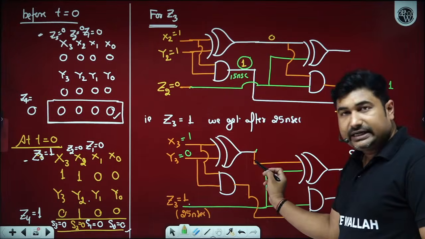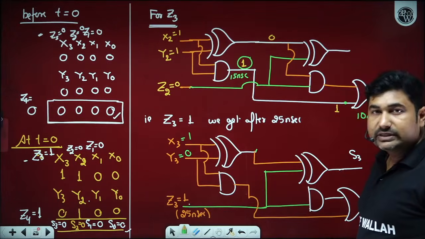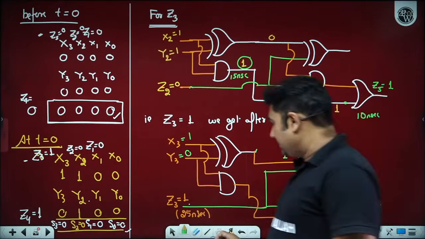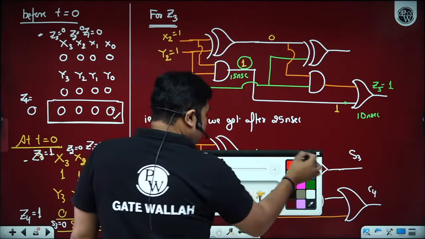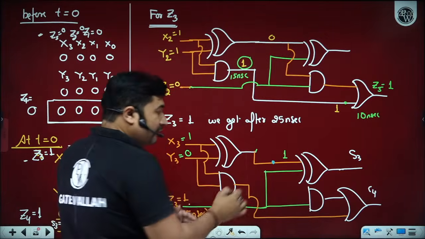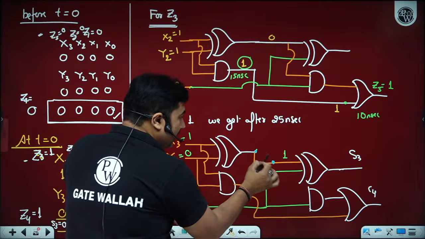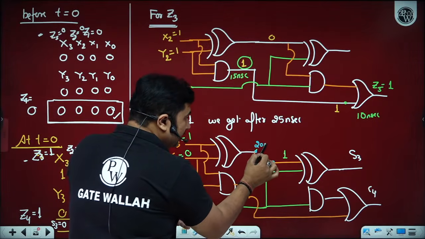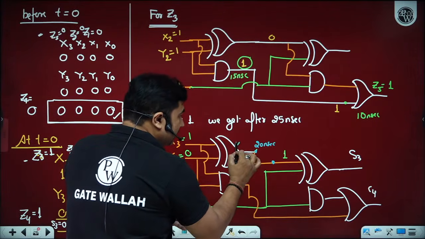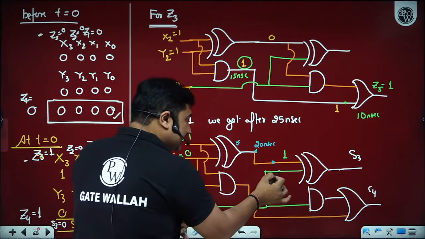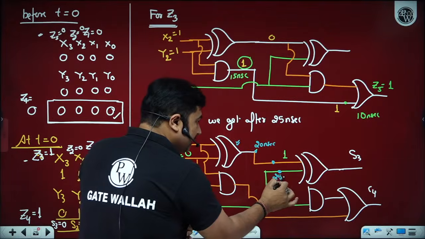And what will we get? 1, 0. For different inputs, we get 1. And how much time would it take? Sir, this will be available from initial time after 20 nanoseconds. That 20 nanoseconds is the delay of this XOR gate. However, the other input Z3 is available after 25 nanoseconds.